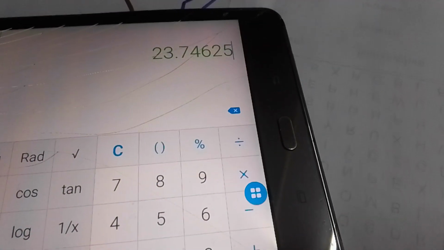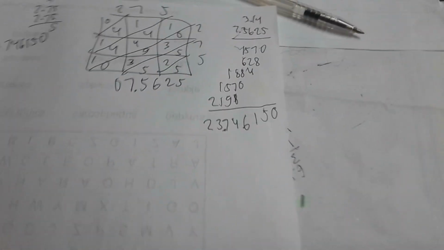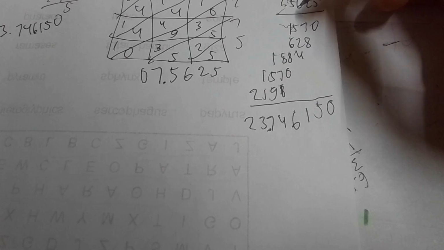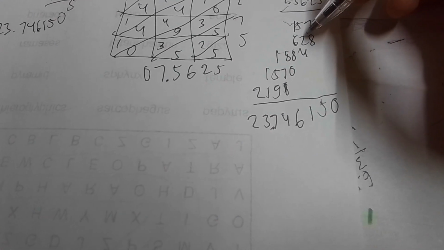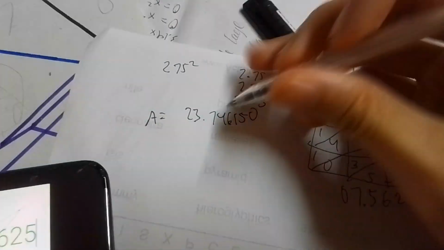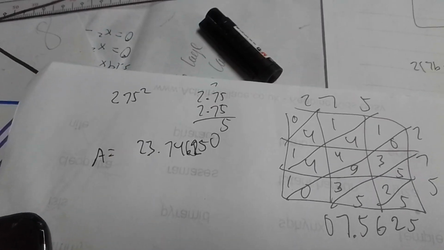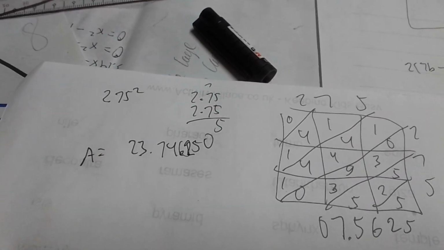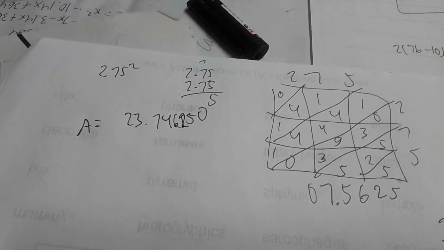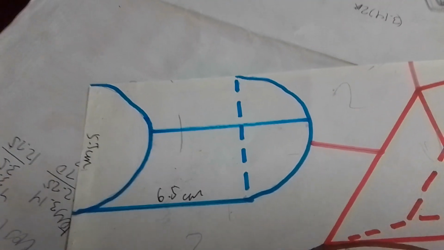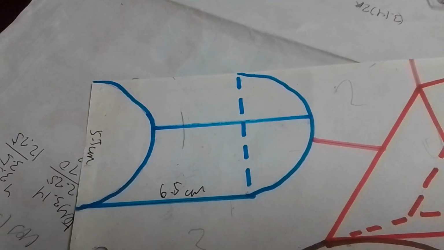Oh, wrong. Remember, we almost got it right. It's supposed to be 25 pala. Maybe I just got backfired. Alright, so that's the area of the circles. The area of the circles is 23.75625. Okay? That's just one. Now, let's get the area of the rectangle.